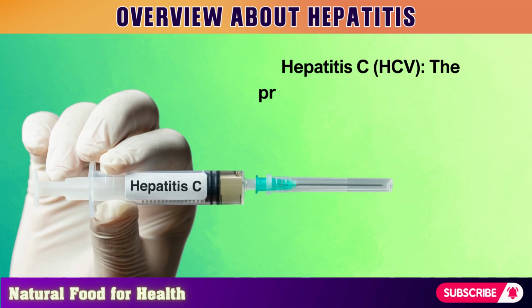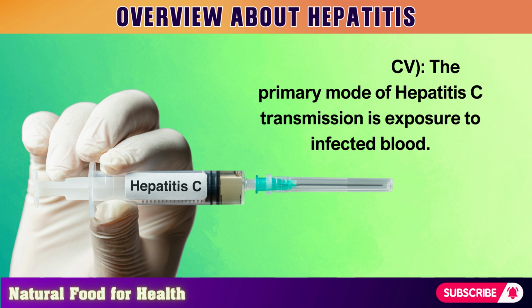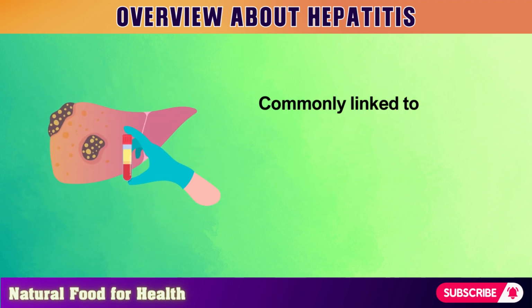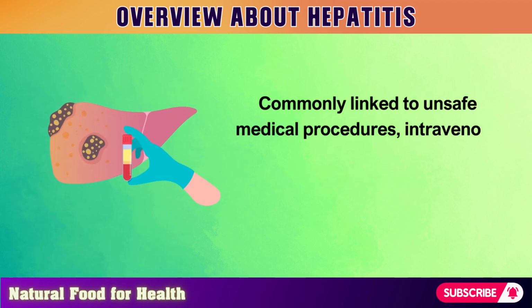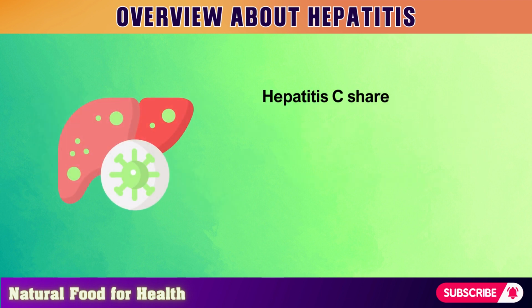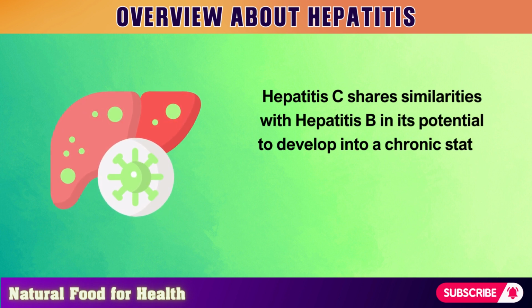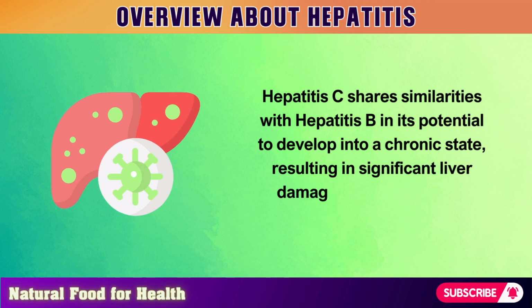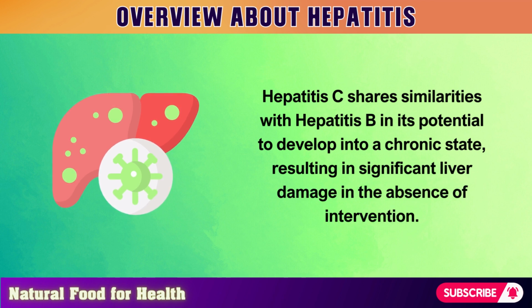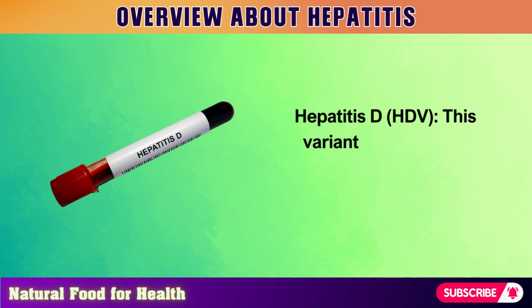Hepatitis C, HCV. The primary mode of hepatitis C transmission is exposure to infected blood. Commonly linked to unsafe medical procedures, intravenous drug use, and, to a lesser extent, sexual transmission, hepatitis C shares similarities with hepatitis B in its potential to develop into a chronic state, resulting in significant liver damage in the absence of intervention.